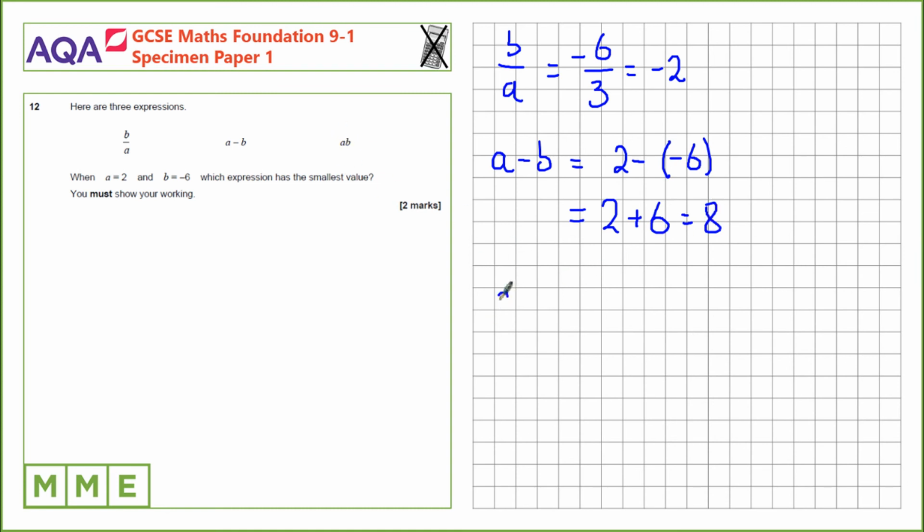And finally, a multiplied by b. So this is 2 times -6. We have a positive multiplied by a negative, so it'll be negative. And we have 2 times 6, which is 12. The smallest number here is this one. So the smallest expression is ab.